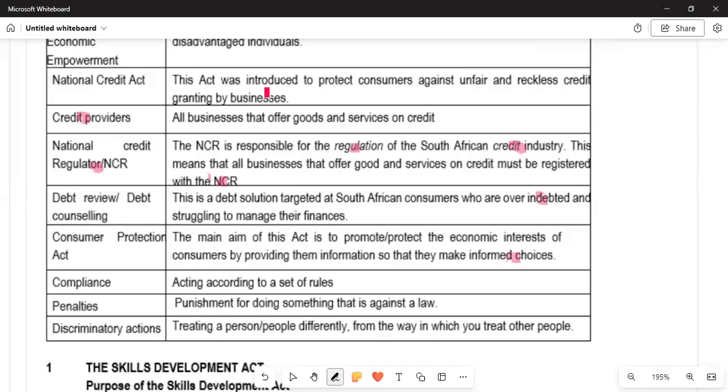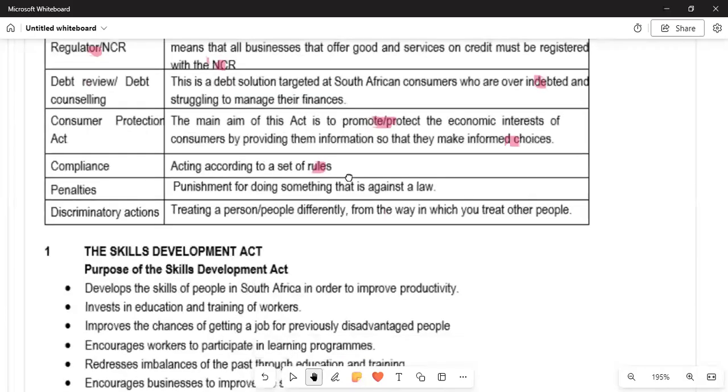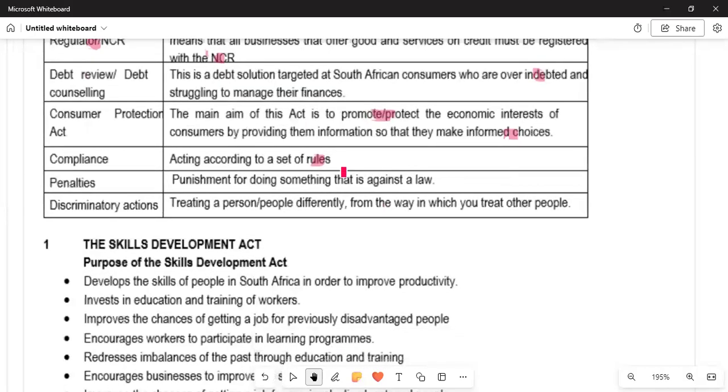Compliance means acting according to the set rules. So with all these acts, there is what you call compliance, whereby we know how to say you have complied with the act. If you don't comply with the act, there are penalties that you are going to face, which is a punishment for doing something that is against the law. Then discrimination is treating a person or people differently from the way in which you treat other people.